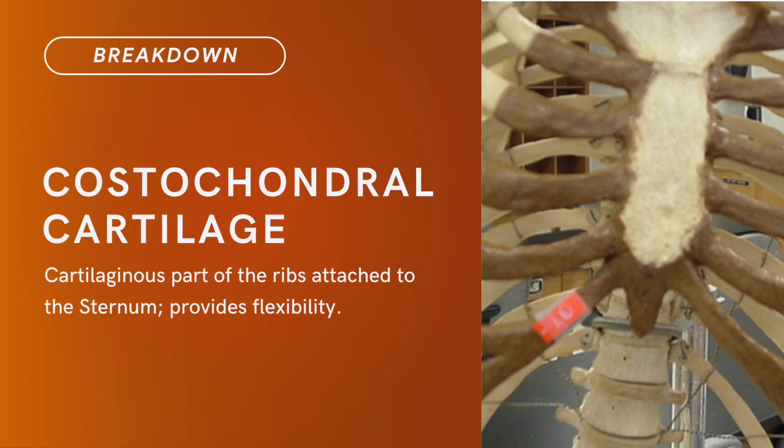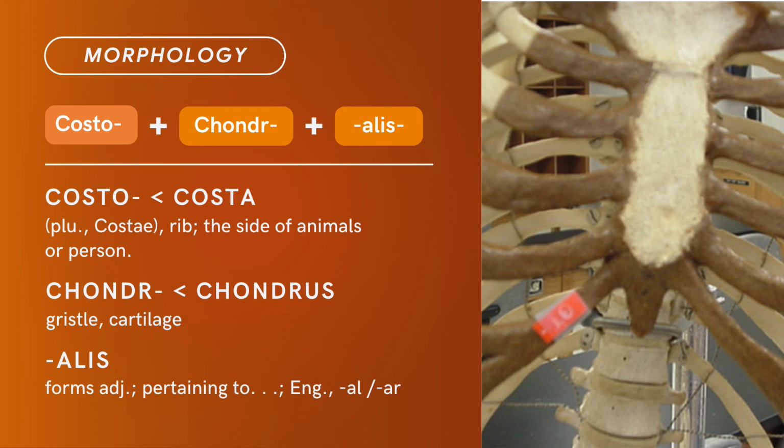Compound term, costochondral cartilage. Brief definition: cartilaginous part of the ribs attached to the sternum, provides flexibility for the upper trunk. Term morphology: compound of costo plus chondros plus alis. Costo is derived from costa, meaning rib or the side of animals or person. Chondro is derived from chondros, meaning gristle or cartilage. Alis is a suffix that forms adjectives, meaning pertaining to. There you have it, compound term, costochondral cartilage.